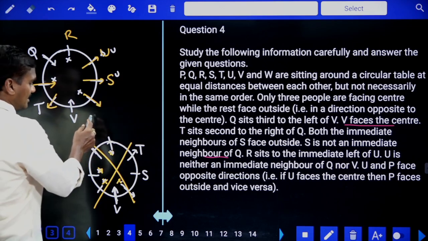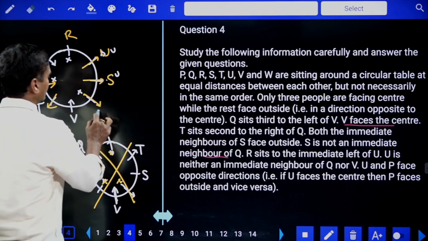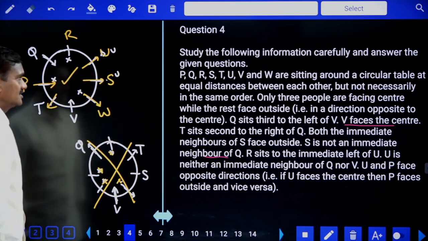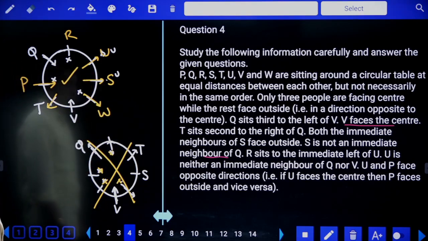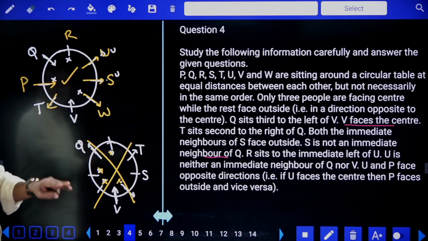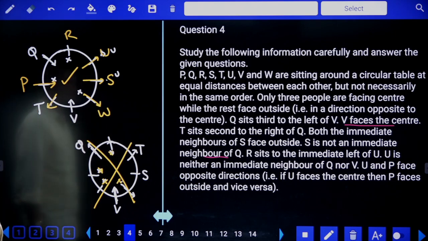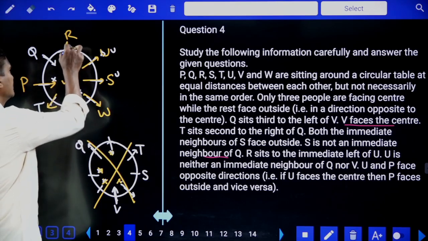Then who is the person left over here? One more person, W. W must be here. Now this is the final arrangement we have. Done. This is about set number 4. Now in this one, only 3 are facing the center, remaining are away from the center. Okay, R is also away from the center.